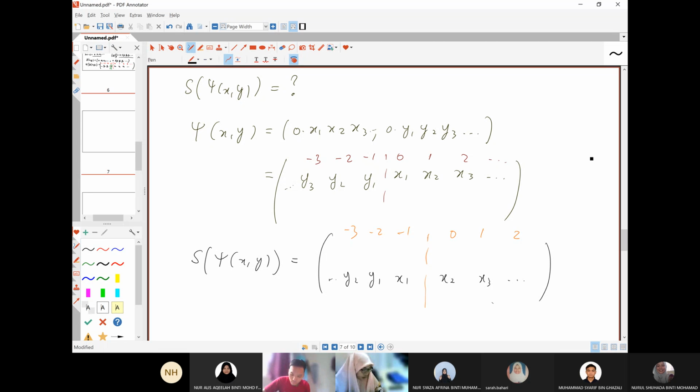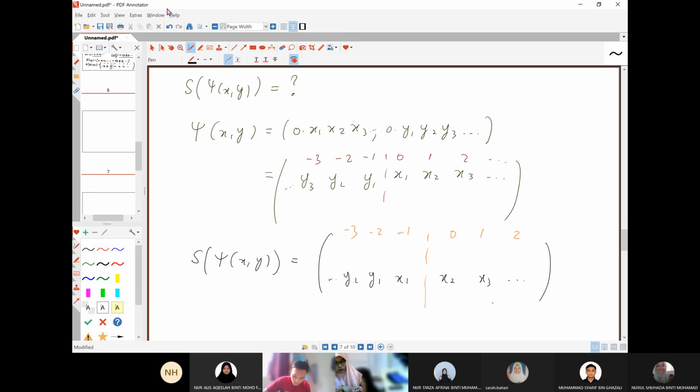Since Bernoulli shift is ergodic and mixing, I think you know from previous classes, this also applies for Baker's transformation. So that means Baker's transformation also ergodic and mixing. Okay, so this is what the applications of isomorphism.